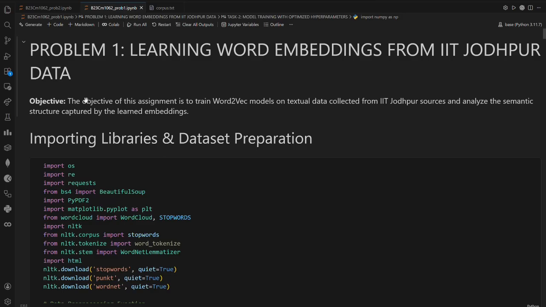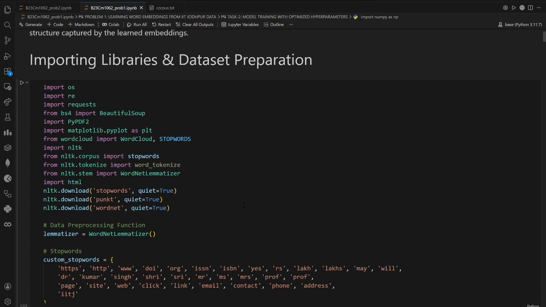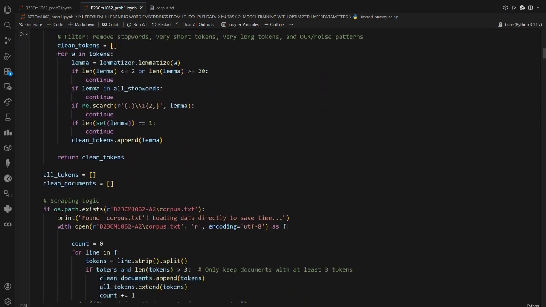So now let's move on to the code demo. Here we are implementing the two word2vec models, the skipgram and the CBOW. We are importing the libraries and then creating the dataset from the IIT Jodhpur websites and important IIT Jodhpur resources.